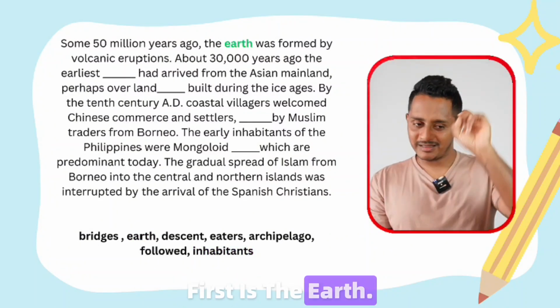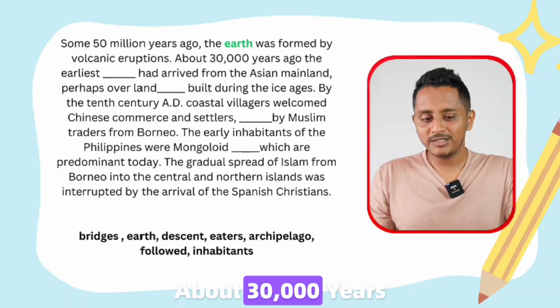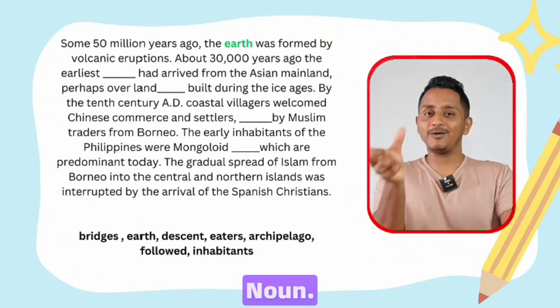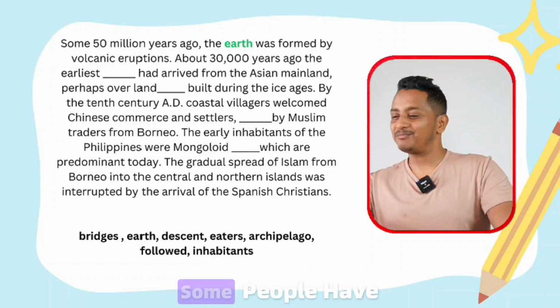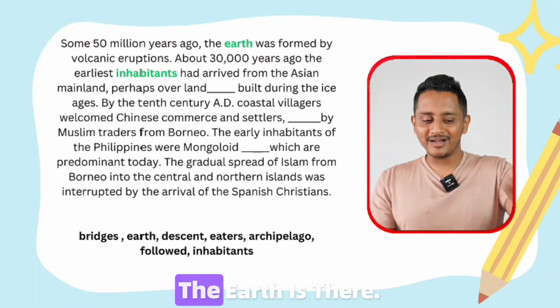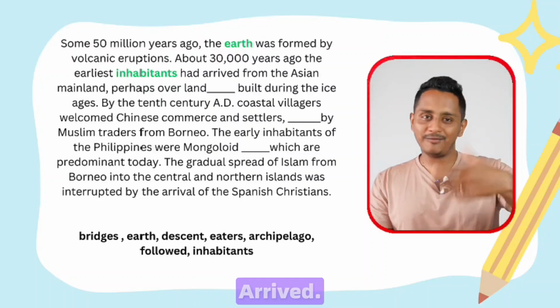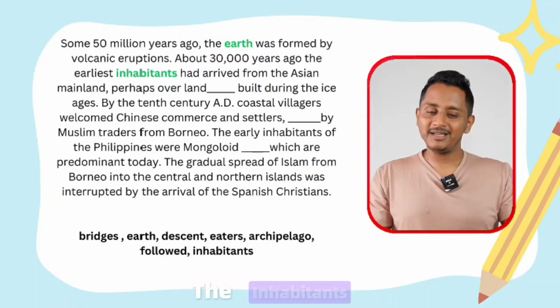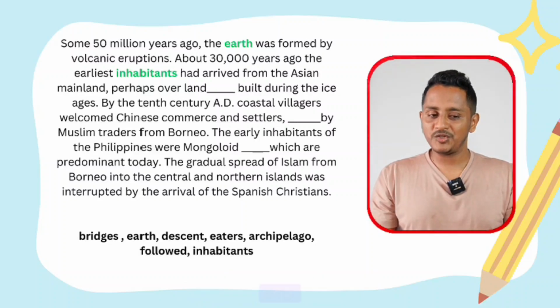First is the earth. About 30,000 years ago, the earliest dash had arrived. The earliest, the noun, the dash had arrived. Some people have to come, the inhabitants. Hope you are getting it. The noun, the earth is there, that is done. The bridges had arrived. No, bridges cannot come on its own. The eaters had arrived, doesn't make sense. The inhabitants had arrived from Asia.